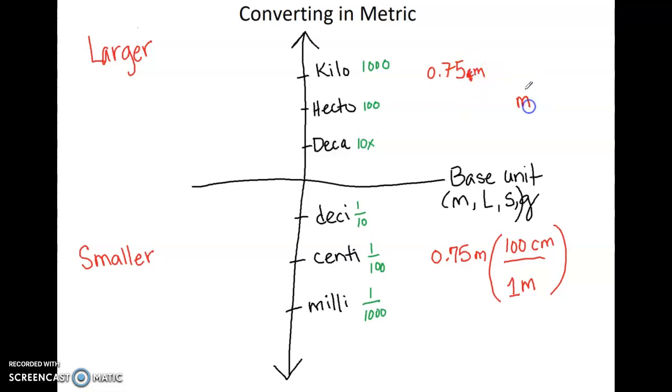I would want meters on the bottom, kilometers on the top. It is not true that there are 1,000 kilometers in a meter, so I have to set it up right. In every 1 kilometer, there are 1,000 meters.